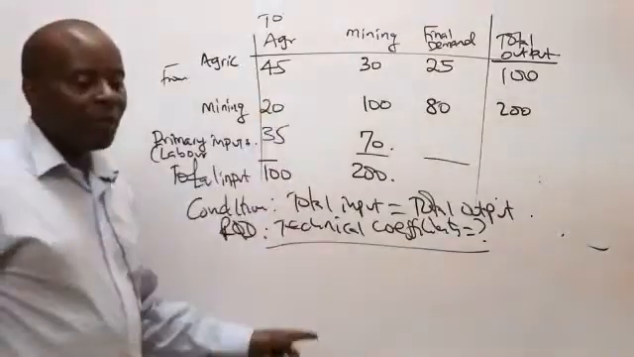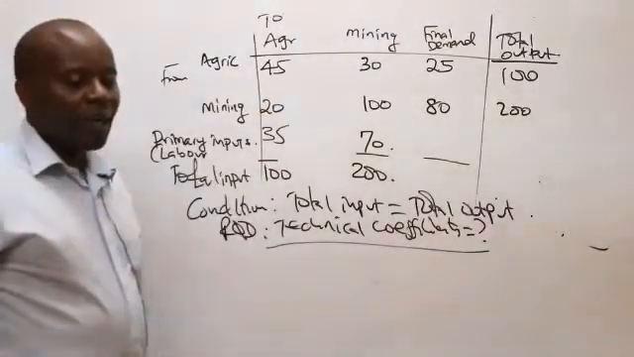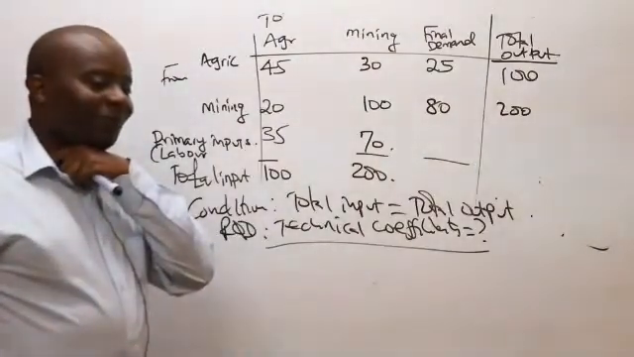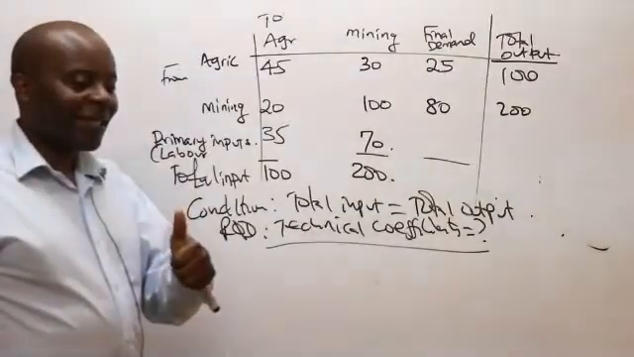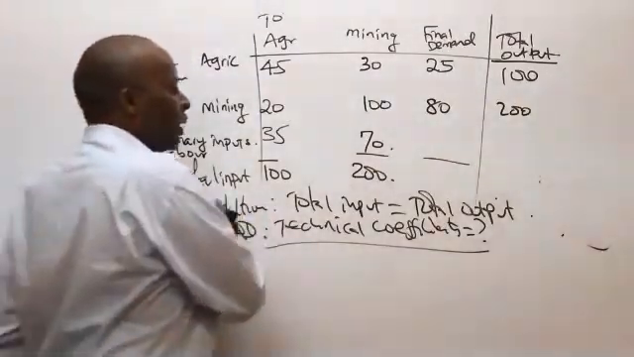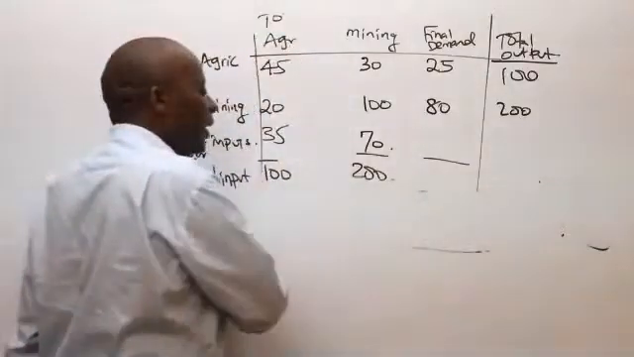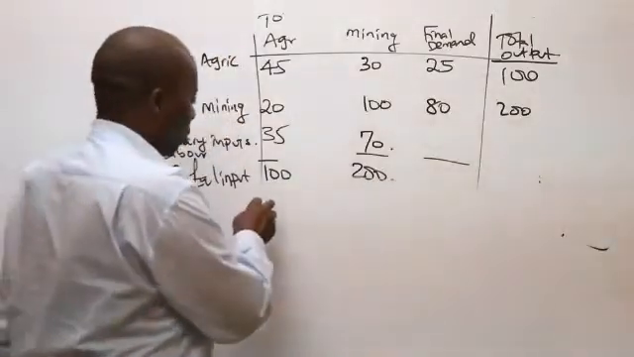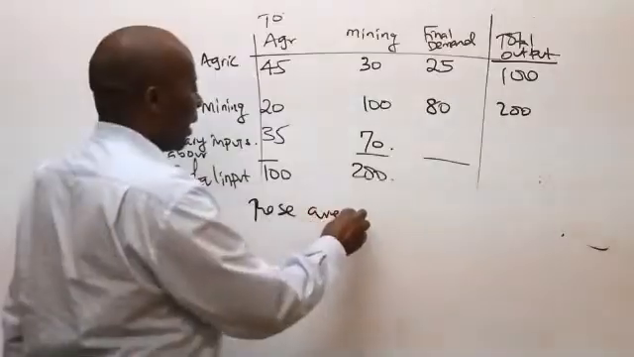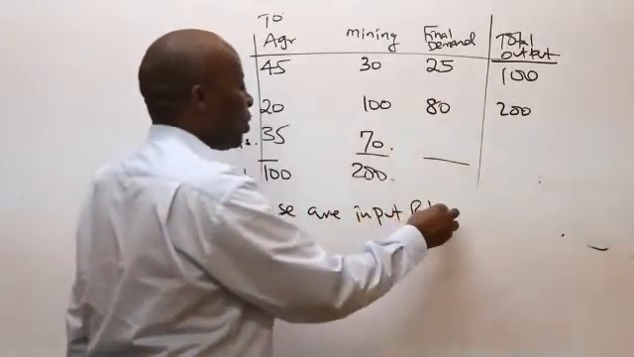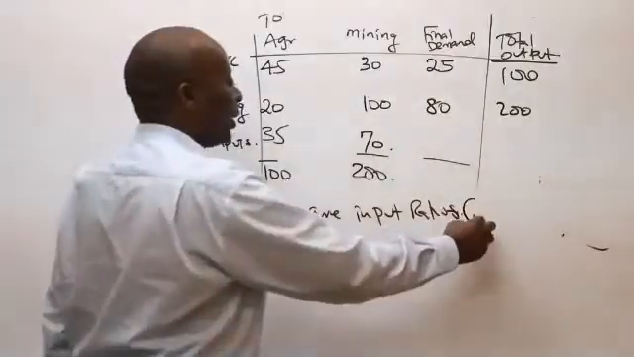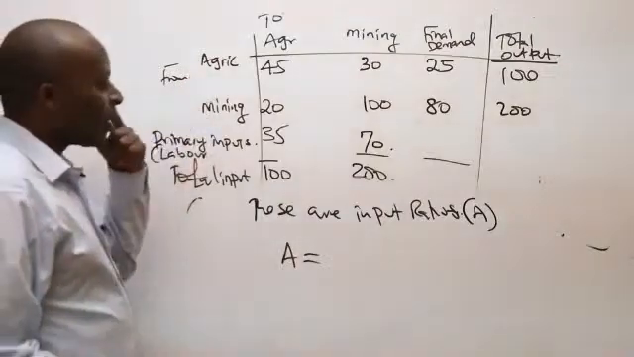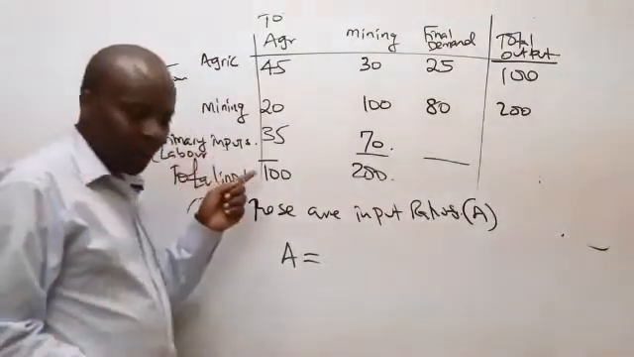Have you written up to here, my friends? Yes, thank you very much. So technical coefficients are basically the input ratios. These are the input ratios. We normally call them A. And for us to get A, because you have got two sectors, I only need to go to my columns.